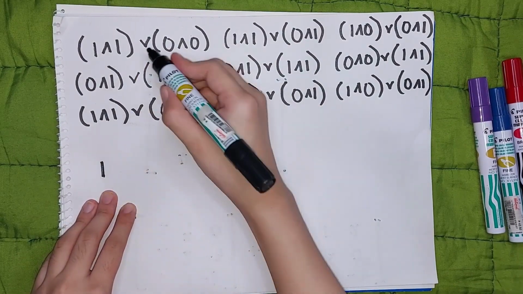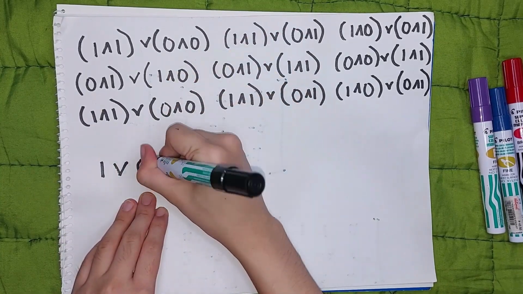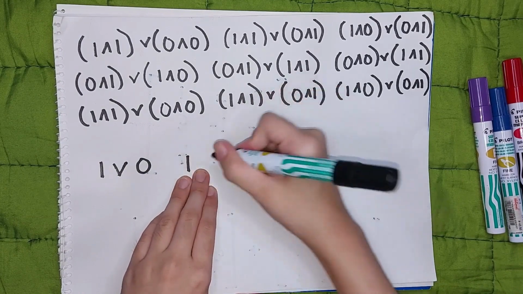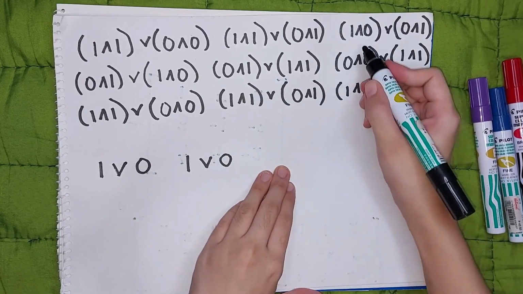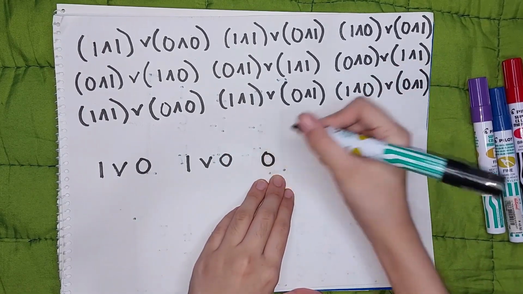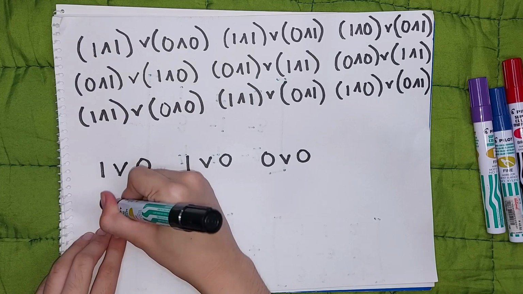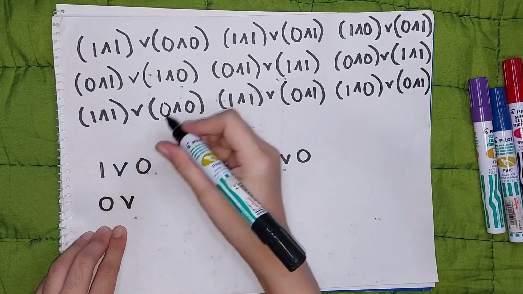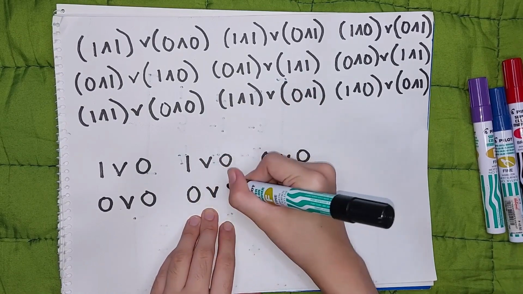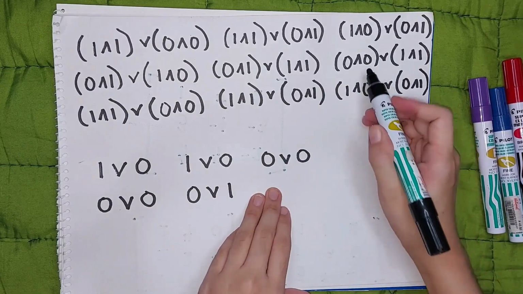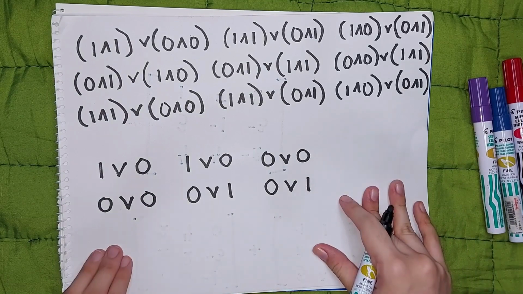1 times 1 is equal to 1. It will join 0 times 0 is equal to 0. 1 times 1 is equal to 1. And it will join 0 times 1 is equal to 0. 1 times 0 is equal to 0. It will join 0 times 1 is equal to 0. 0 times 1 is equal to 0. It will join 1 times 0 is equal to 0. 0 times 1 is equal to 0. It will join 1 times 1 is equal to 1. 0 times 0 is equal to 0 and it will join 1 times 1 is equal to 1.